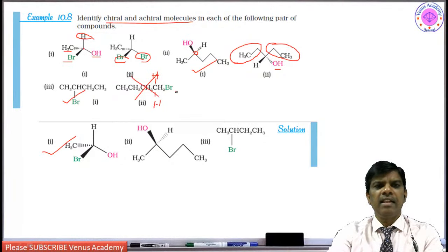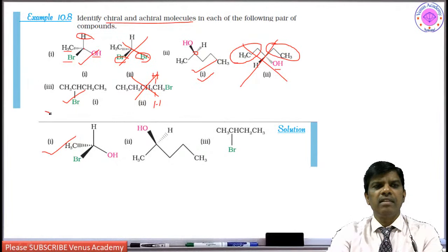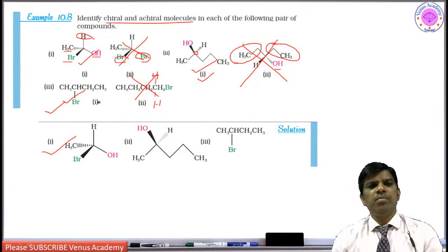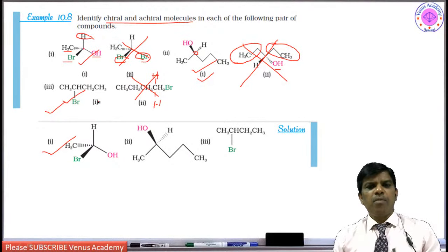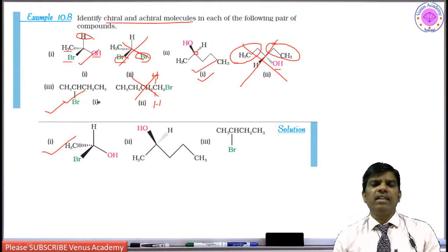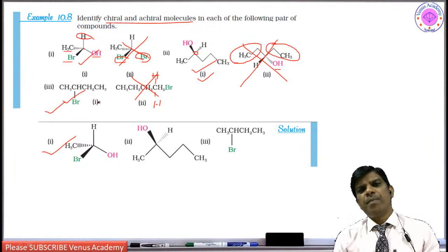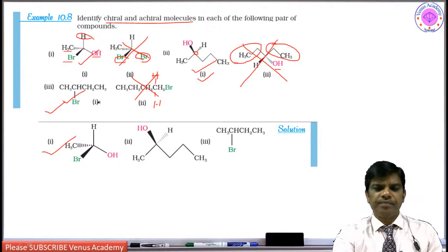Achiral, achiral and achiral, whereas this one compound, this one compound and these compounds are said to be chiral molecules. So chiral compounds are compounds which are substituted with 4 different groups or atoms, and chiral compounds have the capacity to rotate plane polarized light.